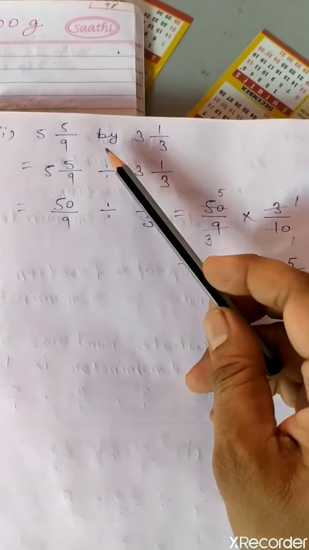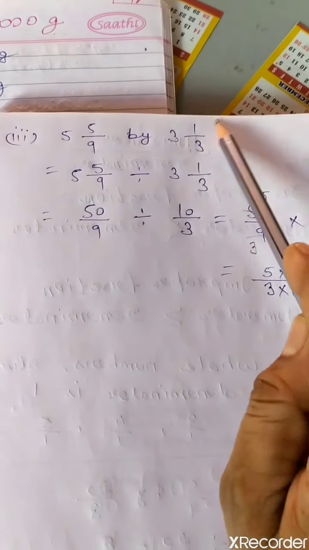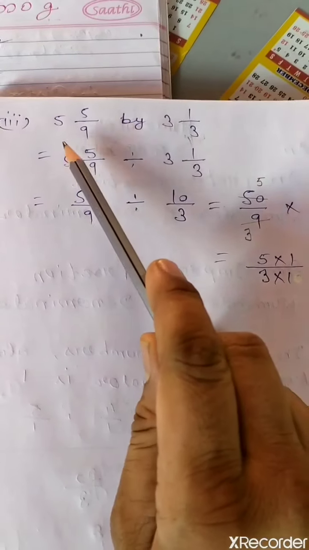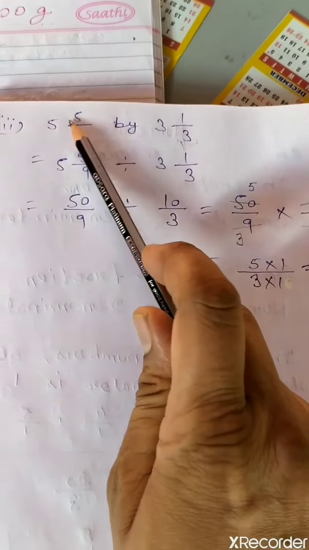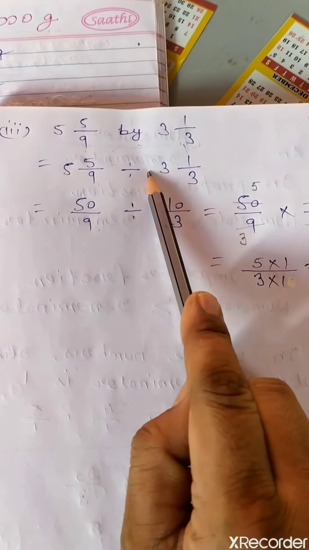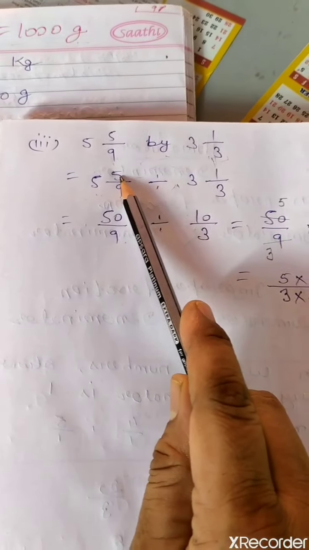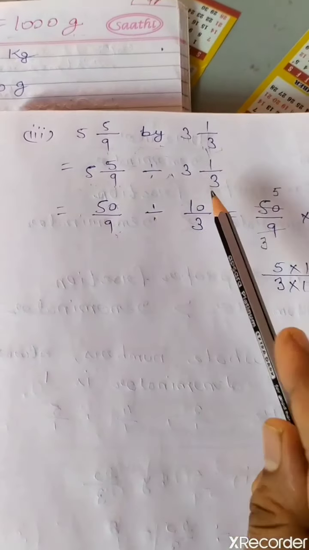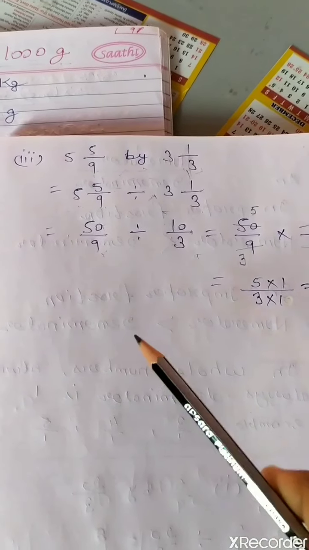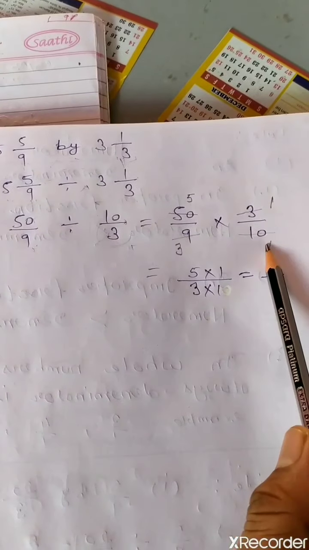Yes, now in this question, both the numbers are mixed fractions. So divide 5 whole 5 by 9 by 3 whole 1 by 3. Here both the numbers are mixed fractions. Convert into improper. 5 into 9, 45 plus 5. Here we will first, at the place of this "by", write divide, because you have to do division. Now 5 into 9, 45 plus 5, 50, and the denominator same. Here again 3 into 3, 9 plus 1, 10 by 3. So converted into improper. Now reciprocal the second fraction. Reciprocal of 10 by 3 is 3 by 10.